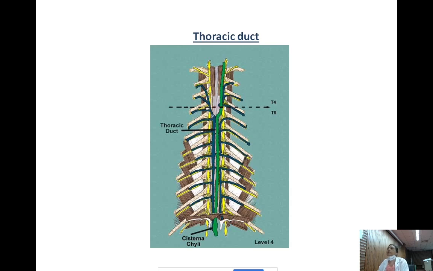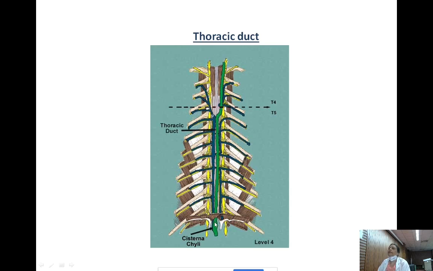Now come to the thoracic duct. The thoracic duct is the largest lymphatic duct in our body, but it is very difficult to see. And it starts from the top of a sac. That sac is known as the cisterna chyli, which is present in front of the first lumbar vertebra, that is below the diaphragm.